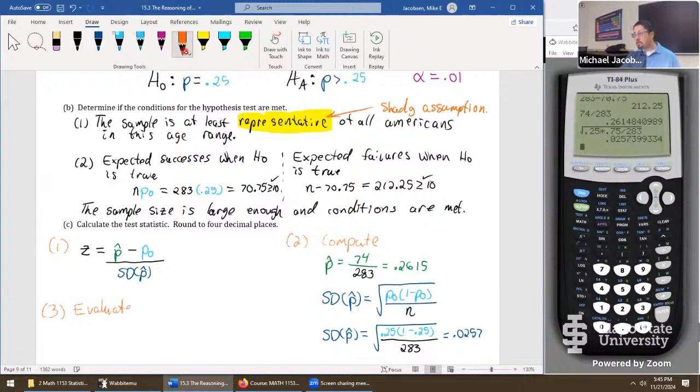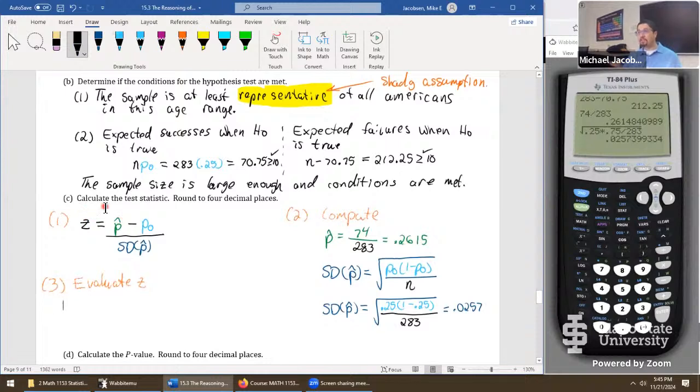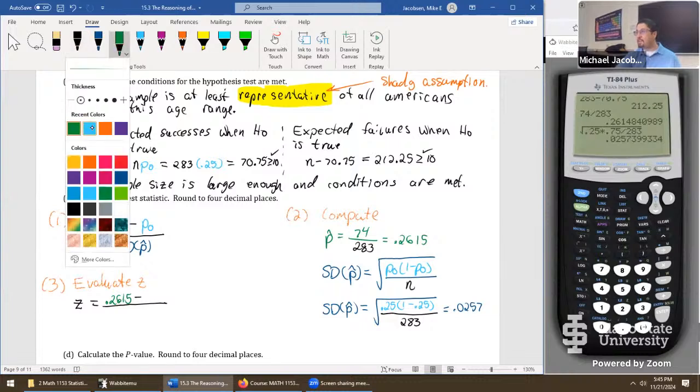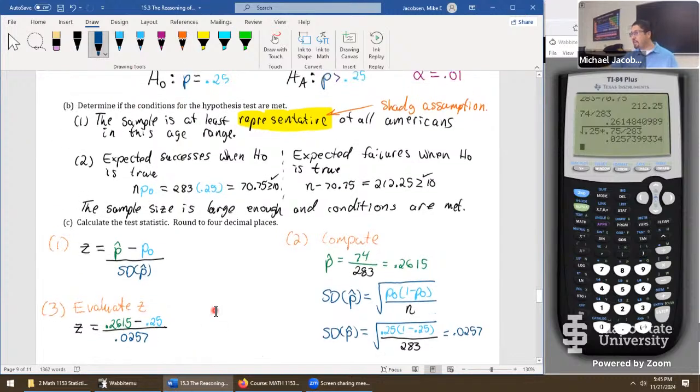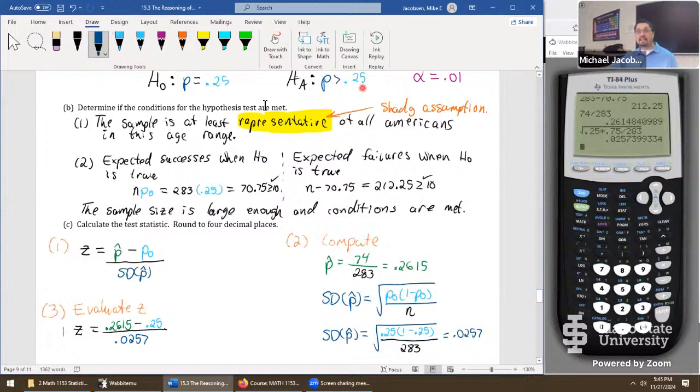Evaluate Z. What I mean by that is just plug in the information that we've found so far. Z is now equal to p hat first at 0.2615. Subtract from that p naught, which is at 0.25. And then finally divide everything by 0.0257. So now we're going to figure out, is this really evidence against the null that we really have more than 25% of teenagers in that age range texting while driving?